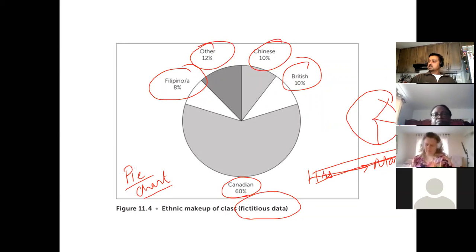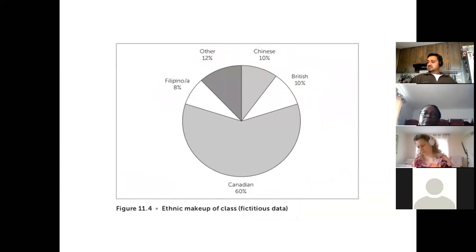And you have different sectors which represent each part. So it goes without saying that if you look at this graph, it's not very hard to say that even if you don't have the numbers, you can easily say that most of the students in my class are Canadian, okay? And there's a smaller proportion of everybody else.